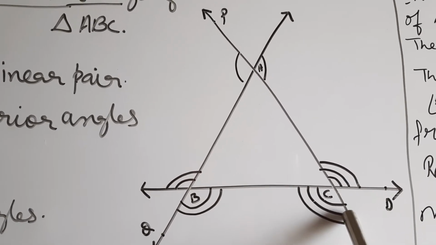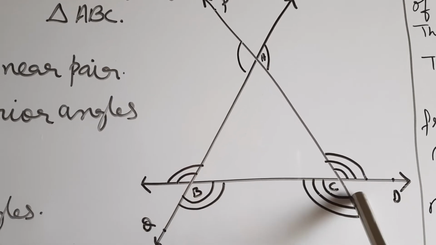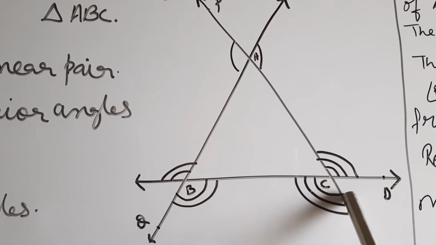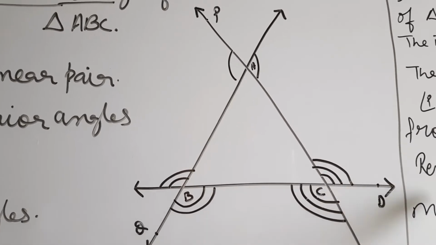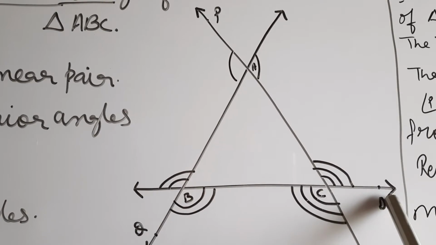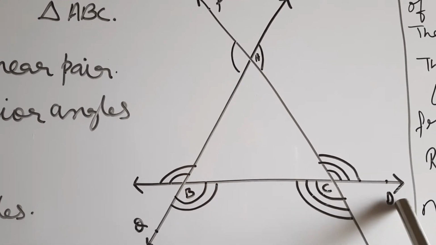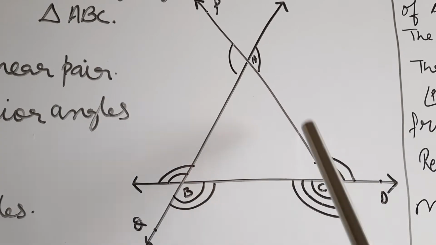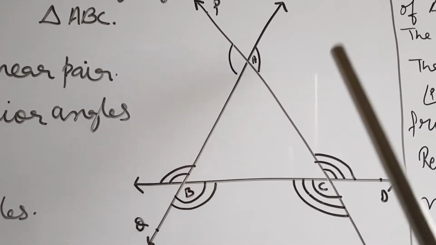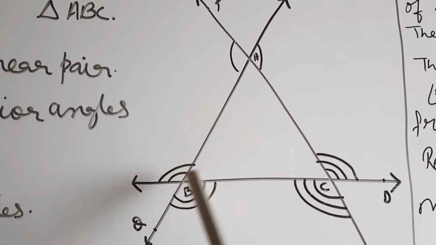Hope it's clear, children. So the side BC of triangle ABC is extended. That means you are extending this side and a point D is taken on it, because of which angle ACD is formed. Since it is lying outside the triangle, we call it as exterior angle of triangle ABC.